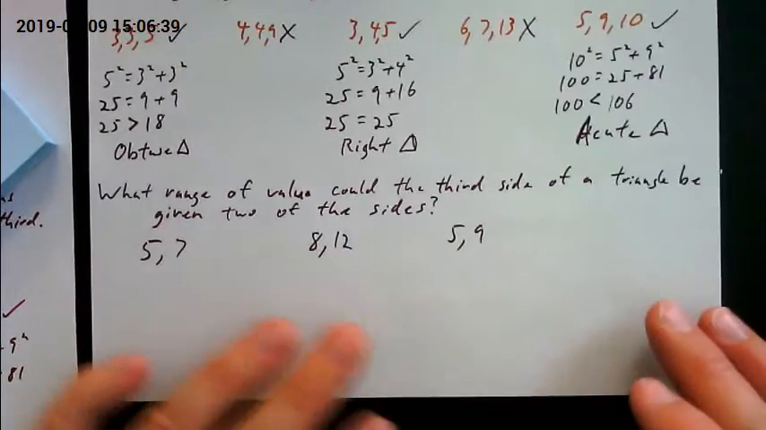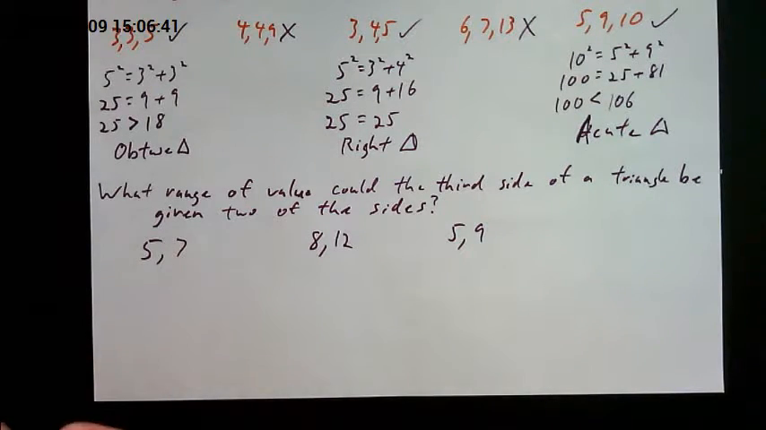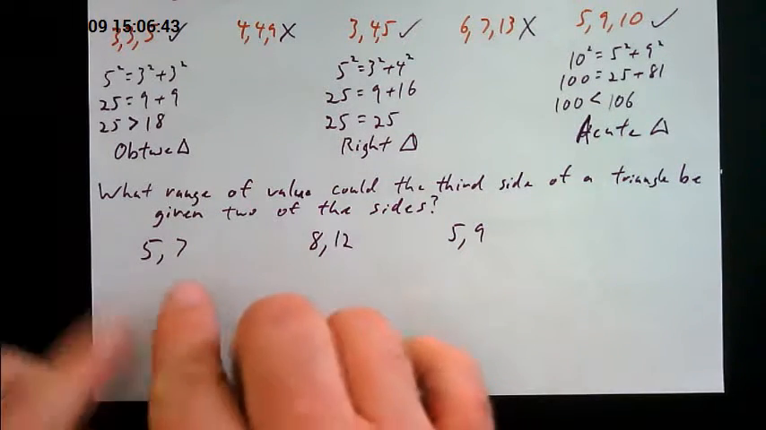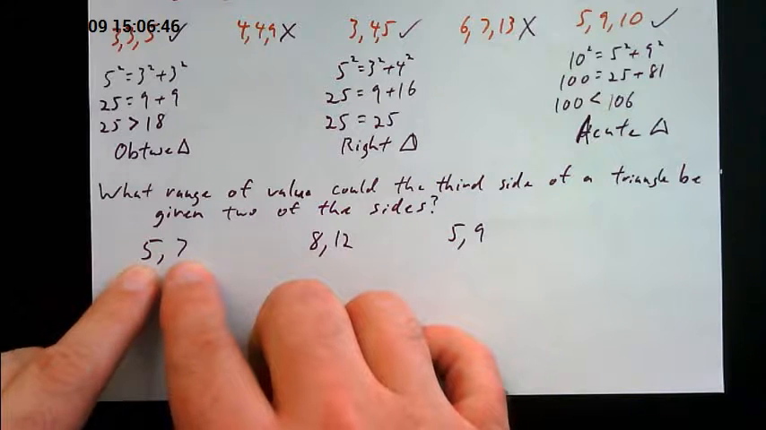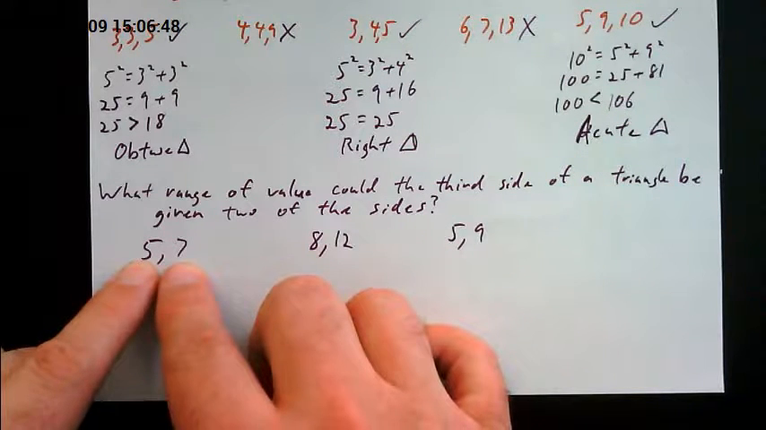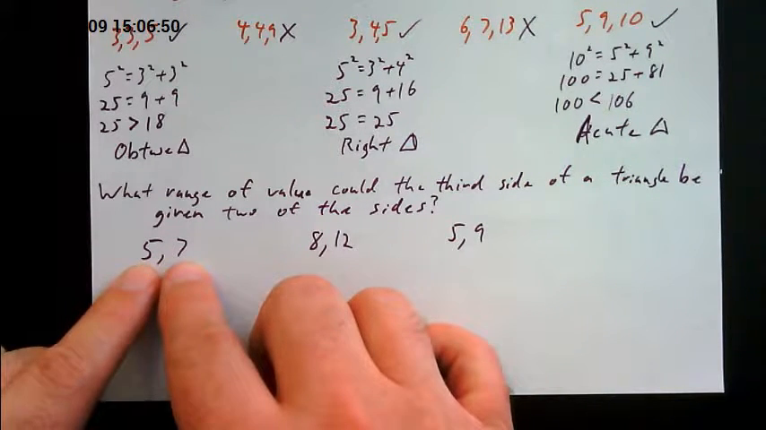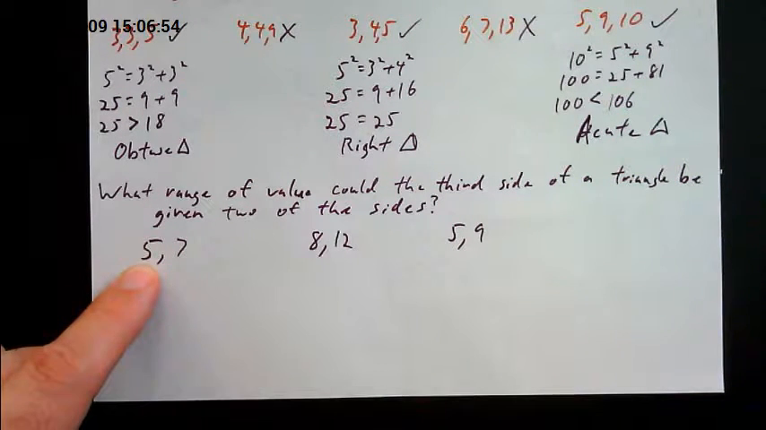So on here, again, if we think about this in terms of these two numbers, 5 and 7. Well, if we were to add 5 and 7 together, what do we get? 12. Now, could 12 be the third side? Well, if you add 5 and 7 together, you get 12. No, it's not greater than 12. So for that third number, we can't have 12.